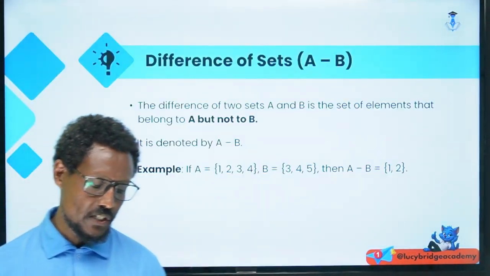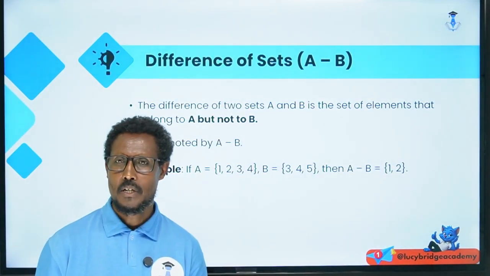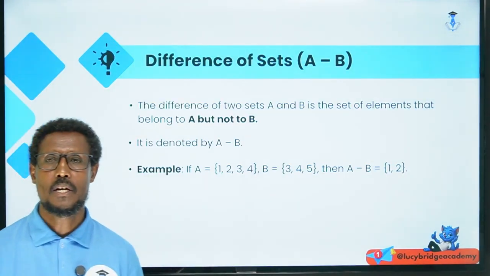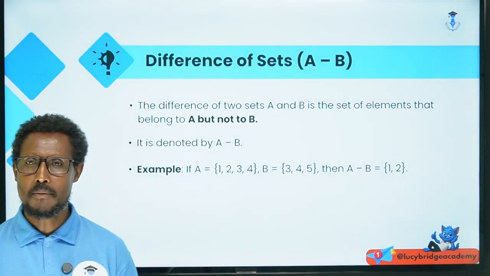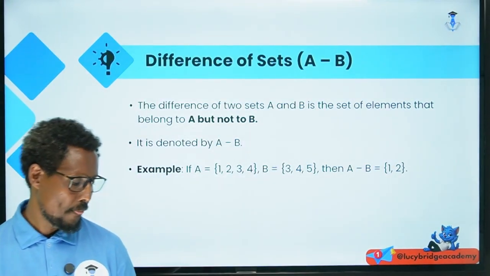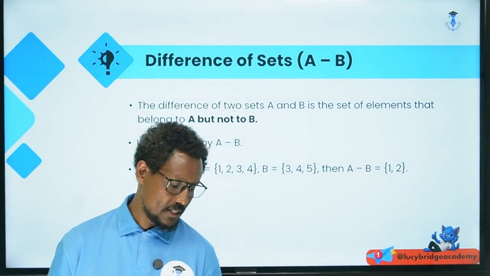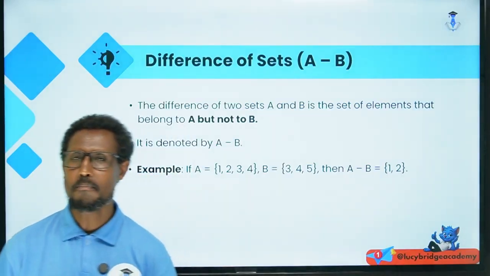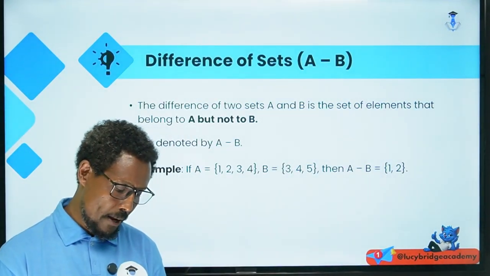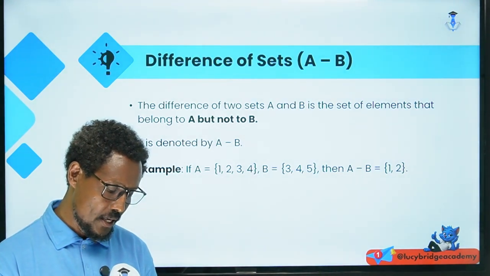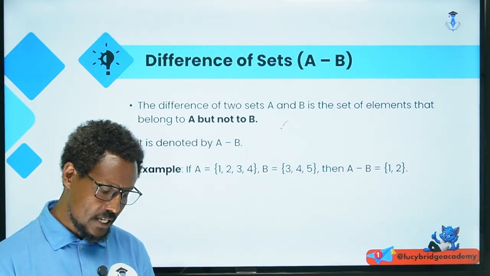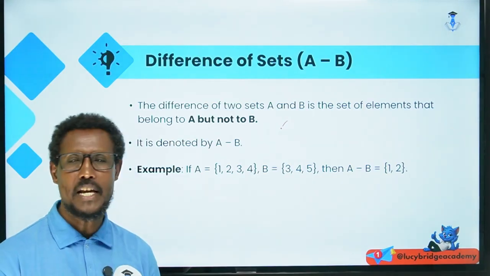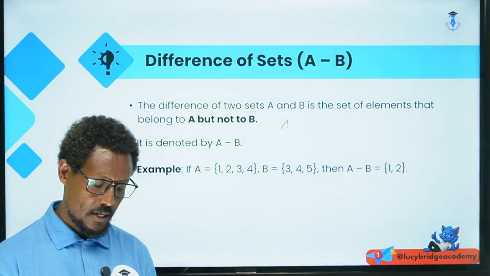Okay, difference of sets. Sometimes we call it the difference of two sets A and B, or simply A minus B, A without B. Okay, we call A without B, A minus B, the difference of two sets A and B. The difference of two sets A and B is a set of elements that belongs to A but not in B. Look, A without B or A minus B, A less B is equal to X such that X is in A but X is not in B.